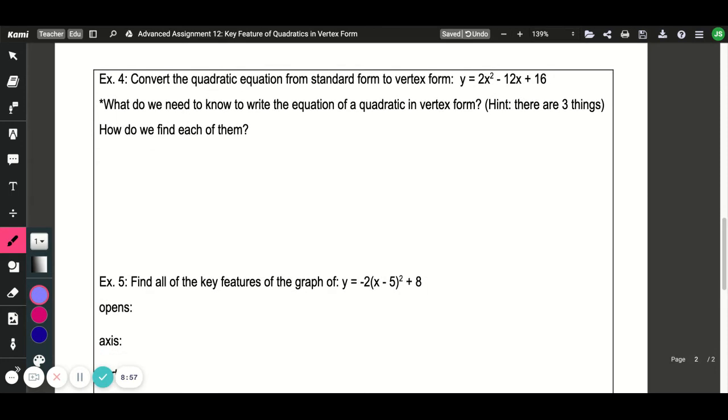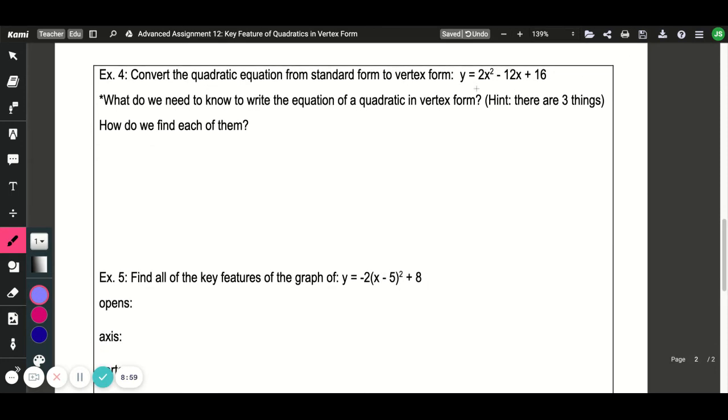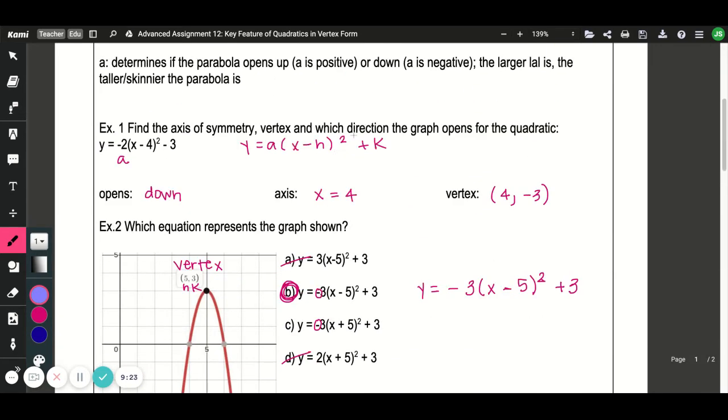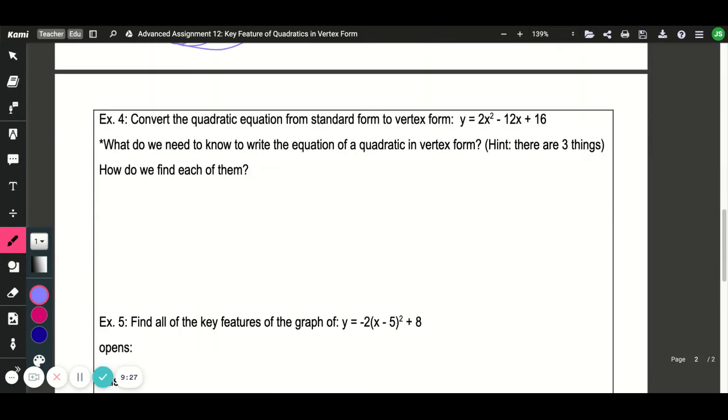For example 4, now we're going to go the other way. So now I have one that is in standard form, and I'm going to convert it into vertex form. So I wrote a little hint down here. What three things do we need to know to write the equation of a quadratic in vertex form? So if we come back up here, what 3 things did we need to write the equation of a quadratic in vertex form?